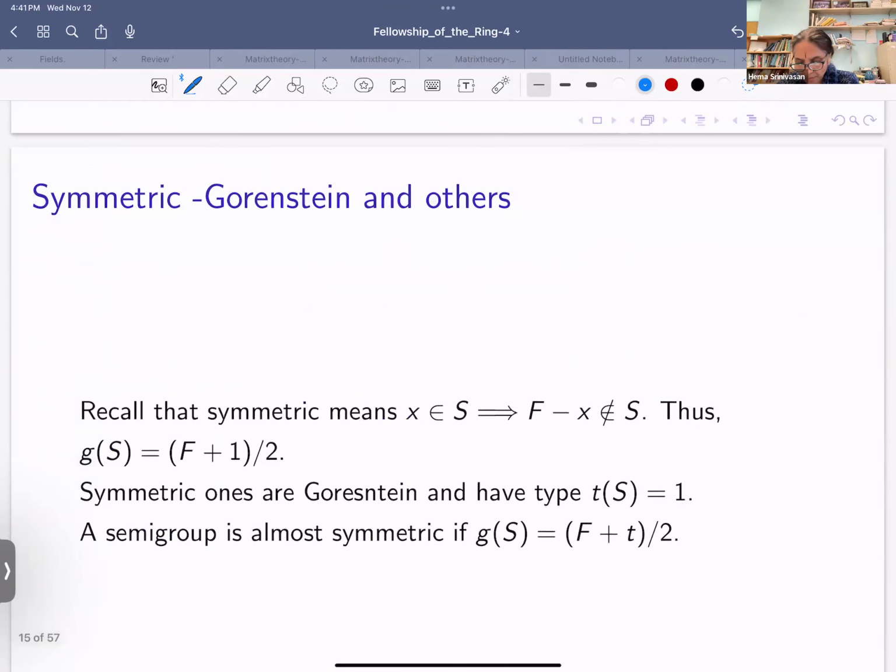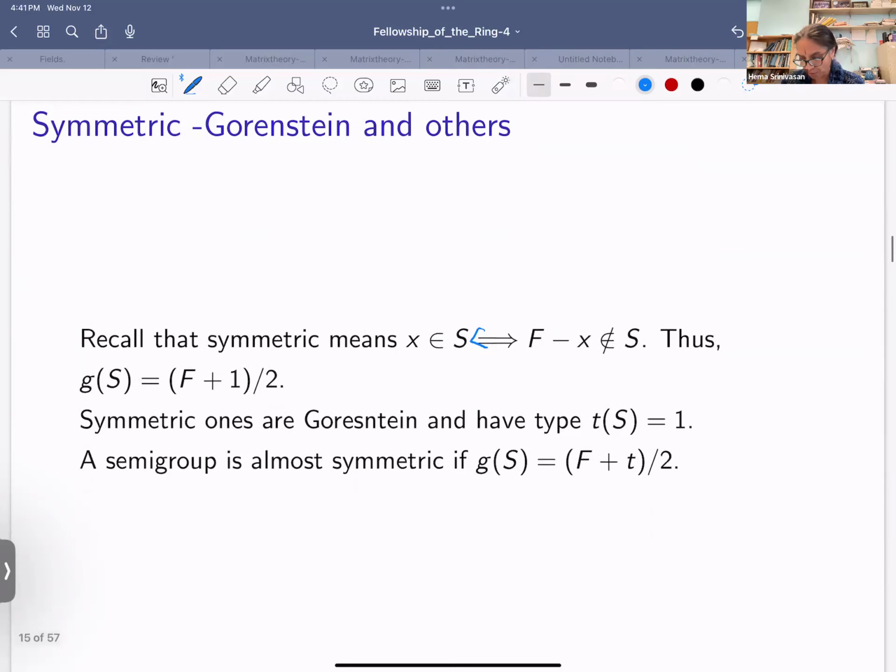And recall what we meant by symmetric: if x is in S, that means F minus x is not in S. So the gaps are actually (F plus 1) divided by 2. Those are the ones that are missing in the semigroup. So symmetric ones are Gorenstein, so you have to have type 1 in the symmetric case. So the semigroup is almost symmetric. It's just another definition where instead of type 1, I have (F plus the type) divided by 2 is the number of gaps.